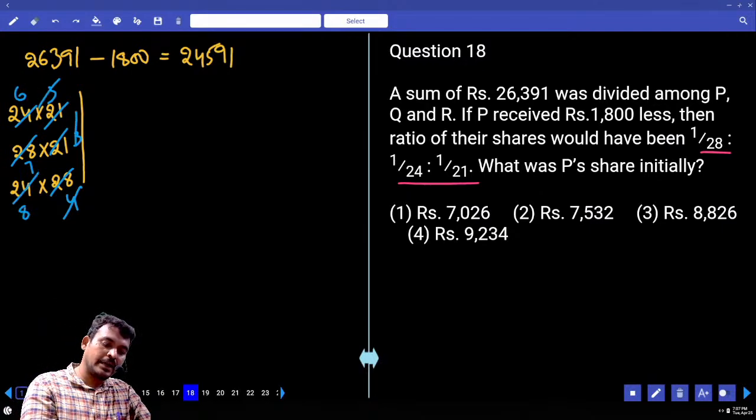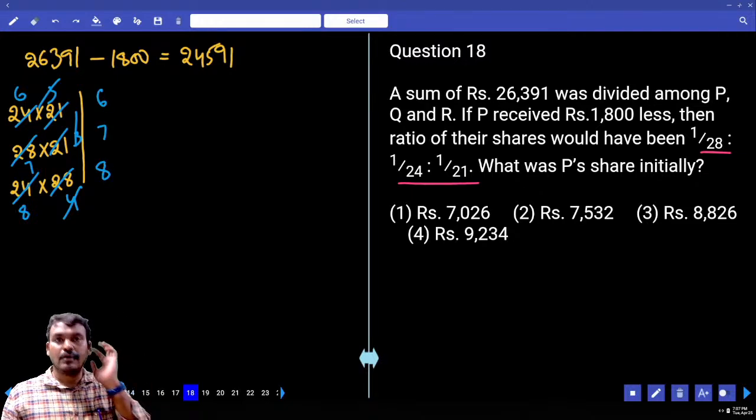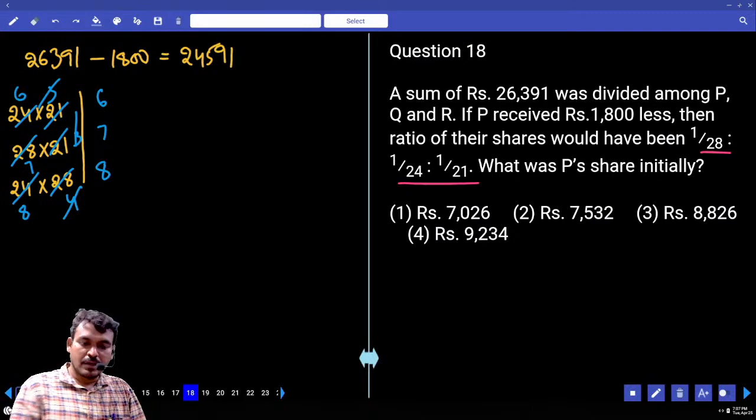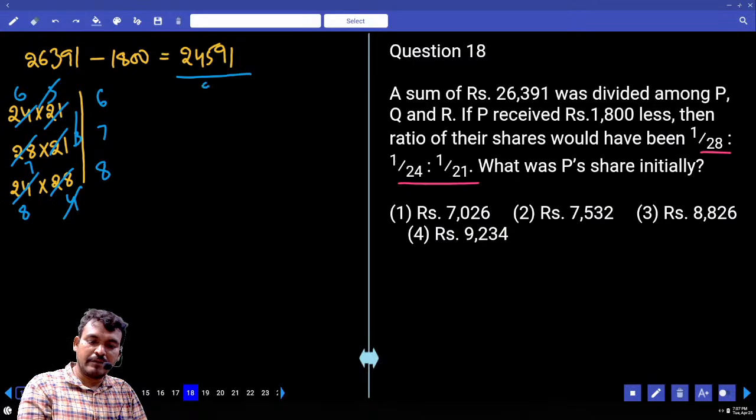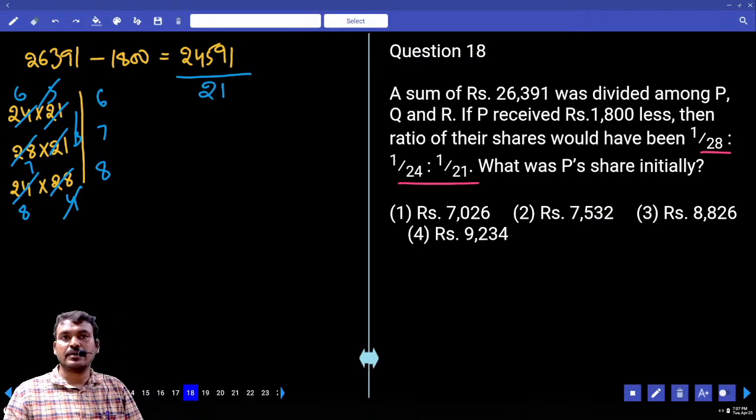How many times? 8 times. What is the ratio? 6:7:8, or total how many parts? 13 plus 8, 21. 24,591 divided by how many parts? 21 parts. We get the 1 part value.